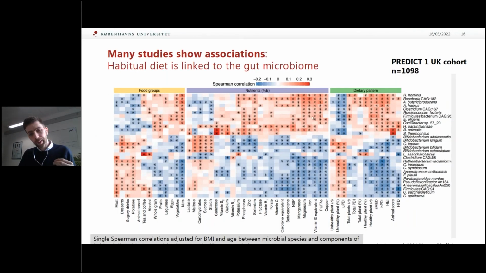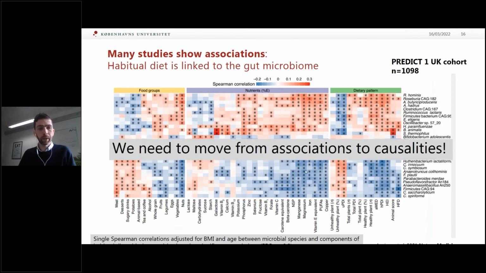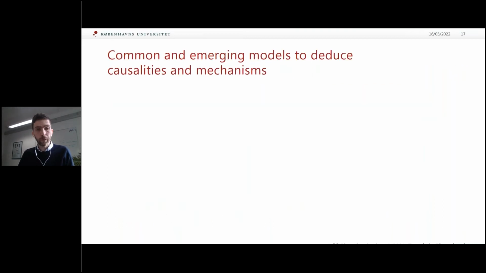So in this field, we have many studies that show association. This is just one example where we have different food groups, nutrients, and dietary patterns, and they are all correlated with different bacteria. The key point here is that we need to move from associations to causalities. That can be difficult to do in human studies. At least it requires human intervention studies, which are expensive. So often we use models to deduce causalities and mechanisms.